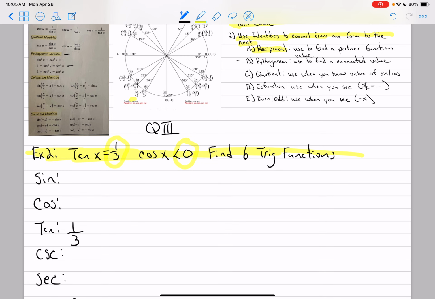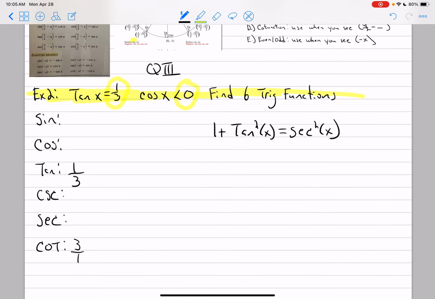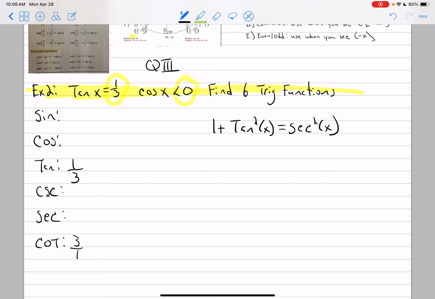So we know that 1 plus tangent squared of x equals secant squared of x. The thing that we know is tangent, so let's mess with that. So 1 plus tangent, which is 1/3, squared equals secant squared of x. All right, I'm feeling pretty good right now.